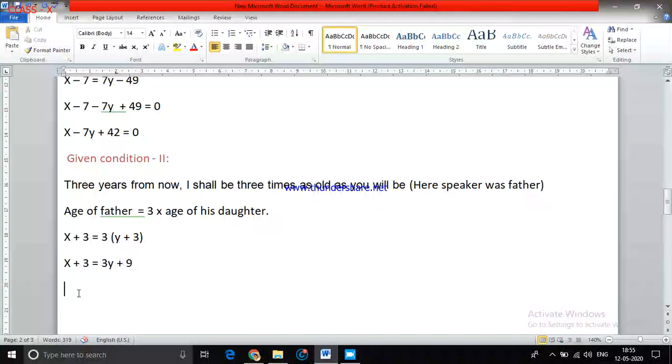So what do you get now? x plus 3. Now I bring all the terms to the LHS. Plus 3y will become minus 3y, and plus 9 will become minus 9. So that will be equal to 0. So then what do you get?